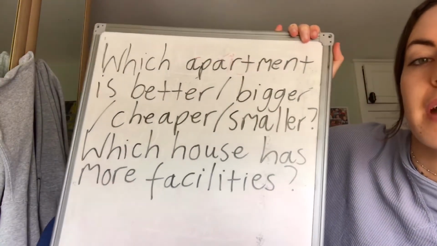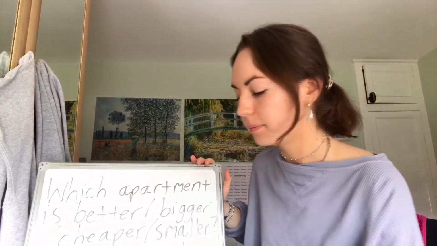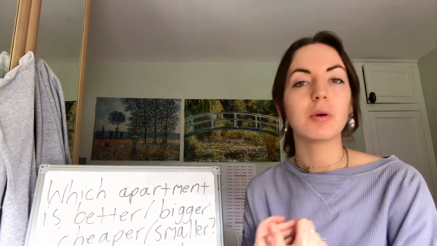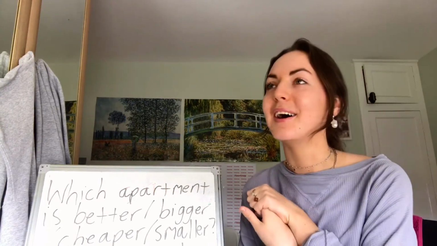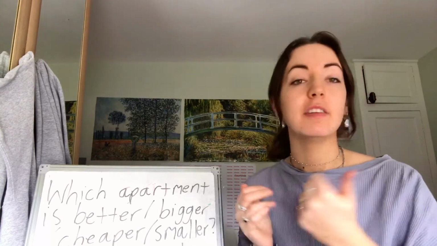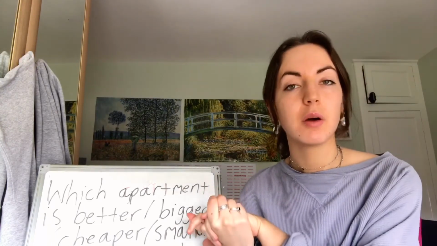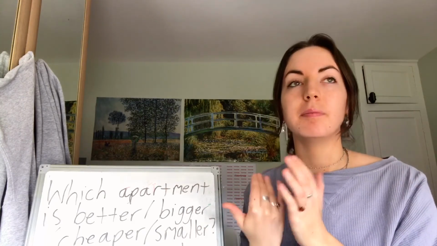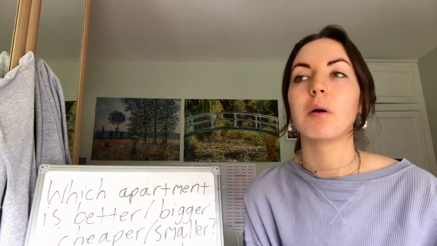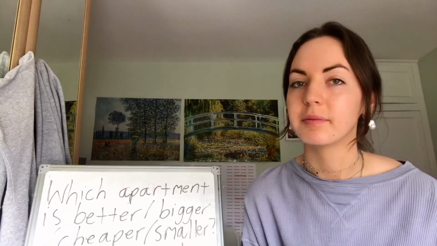And then you can also say which house has more facilities. So if we remember, facilities is like swimming pool, garden, washing machine, TV, things that are extra. We can also use superlatives when we talk about houses. So if we remember, superlatives are like most, biggest, best. So we could say which house has the best Wi-Fi or the biggest garden, okay?